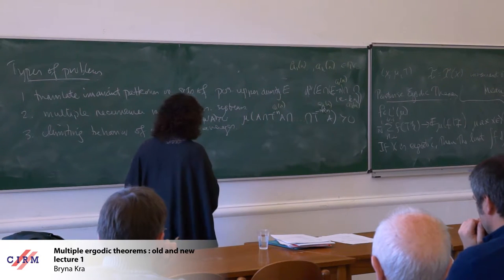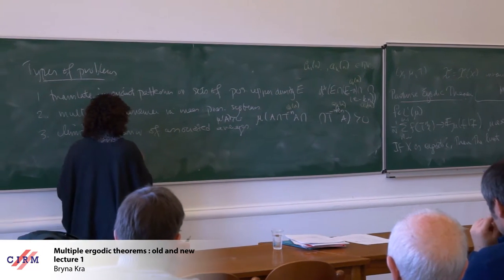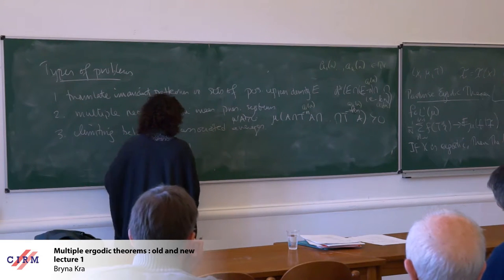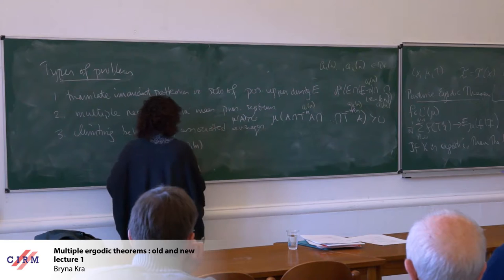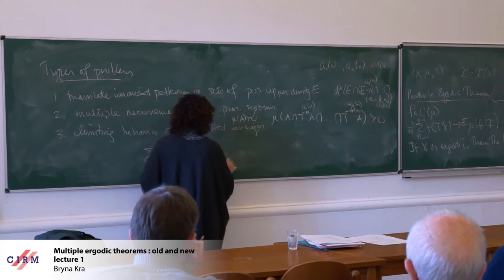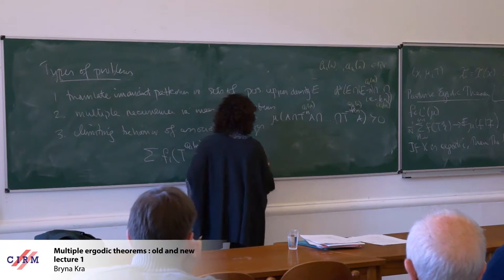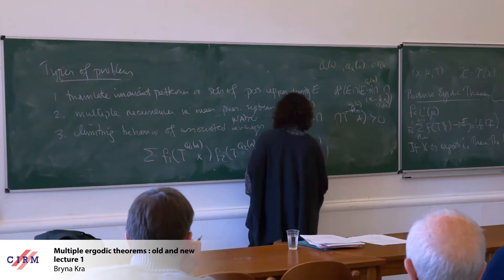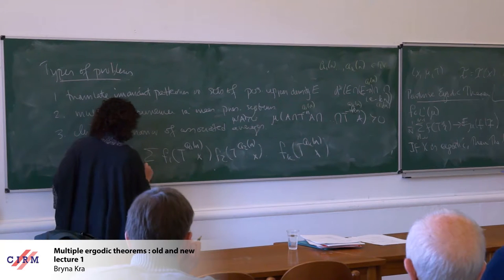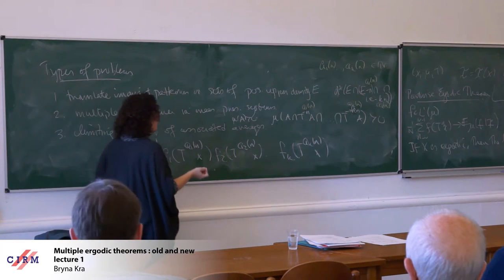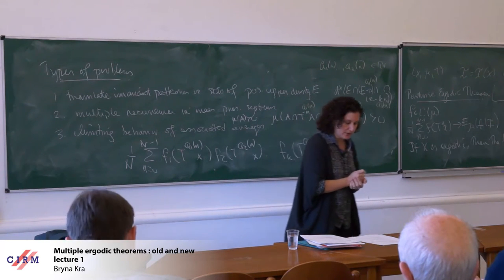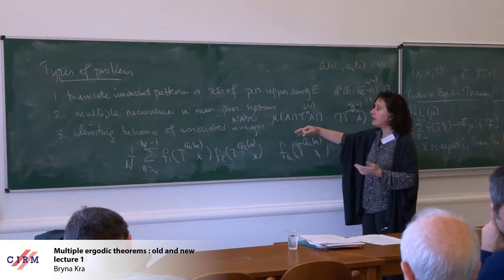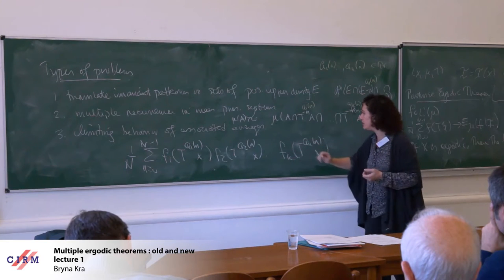And then the associated averages, I will write these as the general case. So I will want to look at f1 of T to the a1(n) x, f2 of T to the a2(n) x, up to fk of T to the ak(n) x, and let me average this. Okay, so the limiting behavior of such expressions for arbitrary exponents is what we're going to be looking at. If I wanted to get the multiple recurrence, I could take this, take its integral. Let's set all of these to be f.